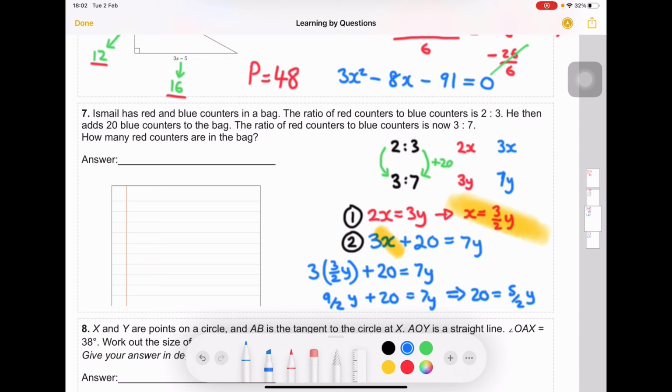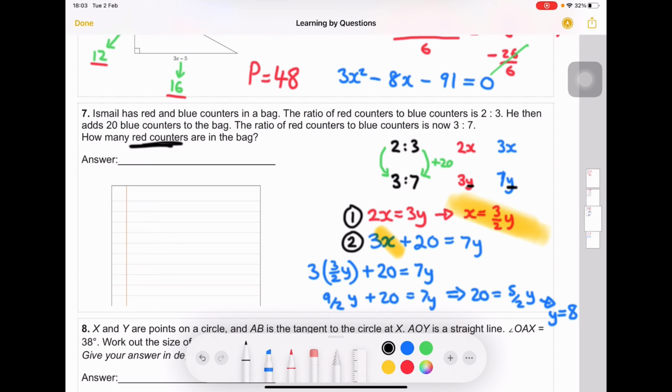And so one part is 40/8. Solving for y would give us y equals 8. Now, I know what y is worth. It's worth 8. The question asks for how many red counters we have.